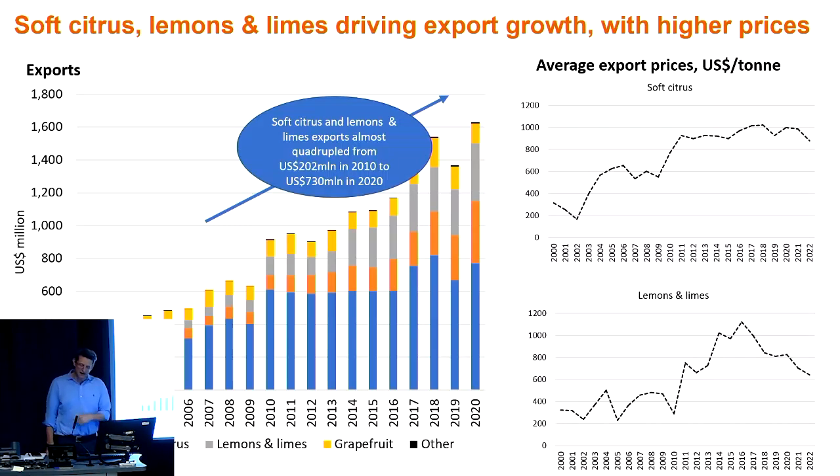This is the average prices per ton. So they're getting much higher prices for the citrus. Okay? There is growth of oranges as well, and mainly for juicing. This is an incredible story.